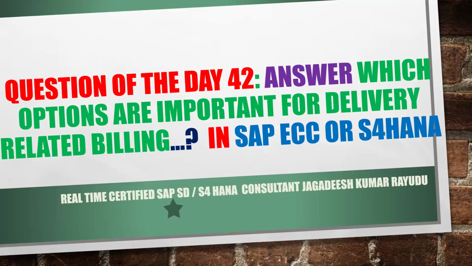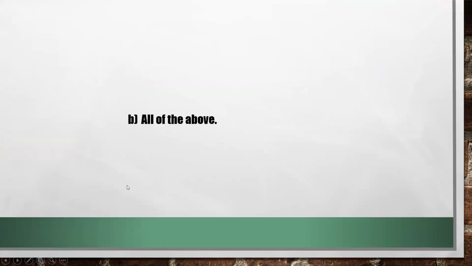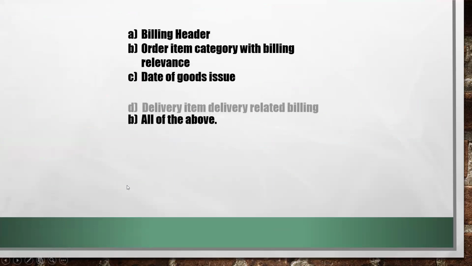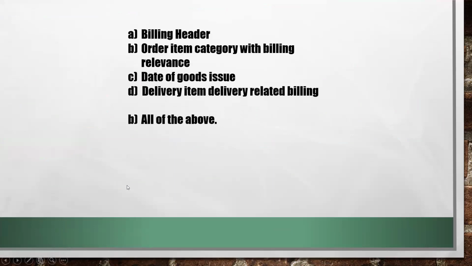So let's break the answer for question of the day 42. Which options are important for delivery related billing? Let's choose the right options. Billing header is absolutely the wrong answer. And order item category with billing relevance, this is the right answer.